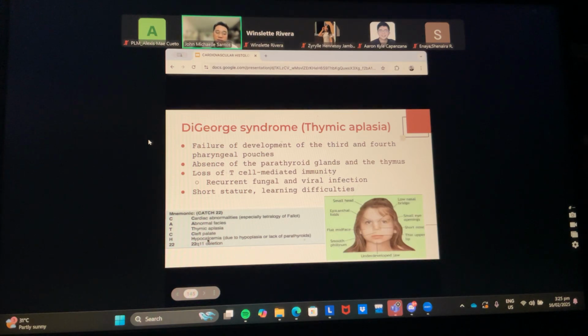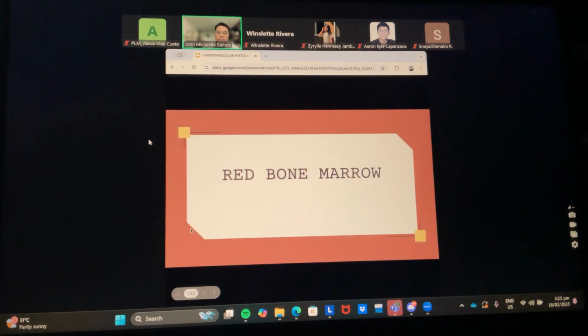And then it is mainly due to the deletion of the long arm of chromosome 22 in your band 11. So yan yung mnemonic, catch 22 in your DiGeorge syndrome.